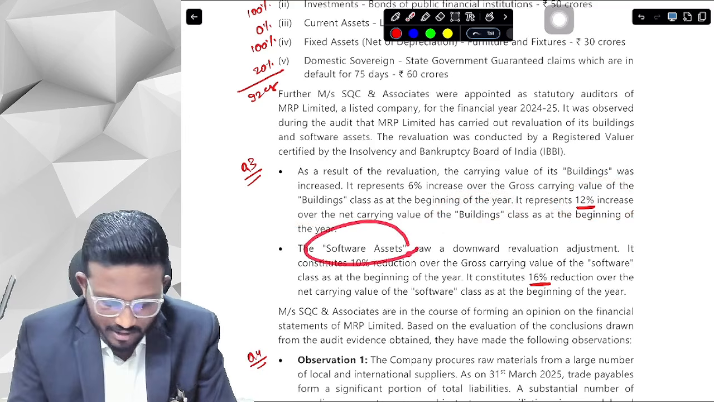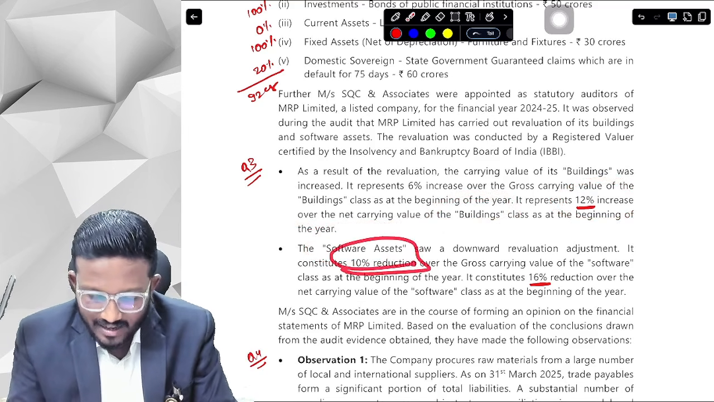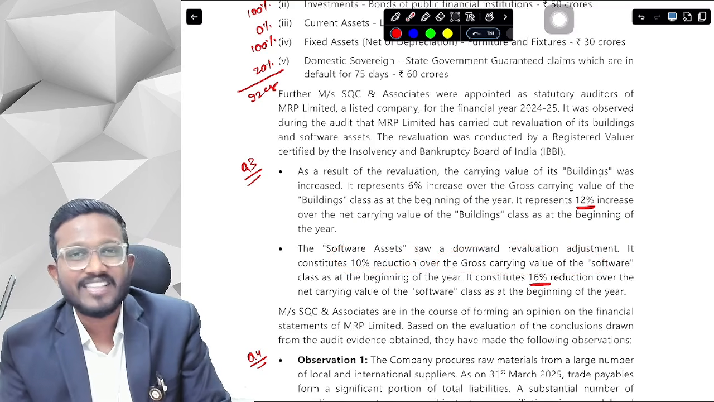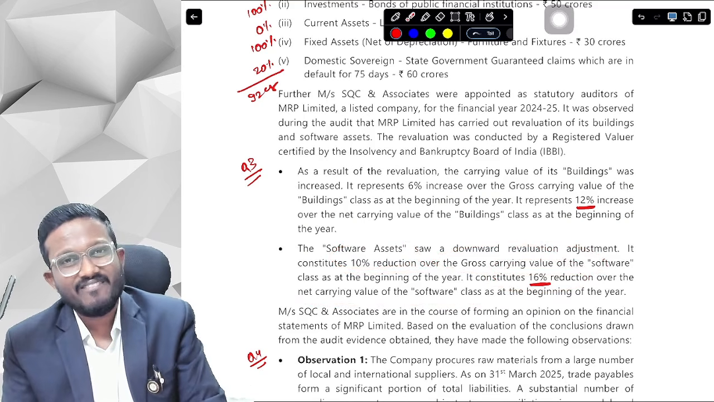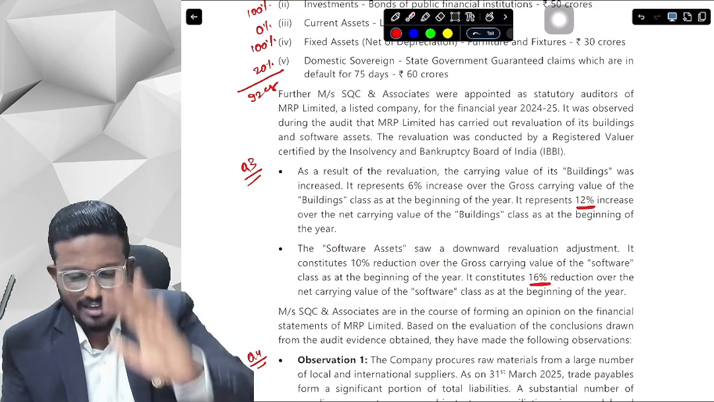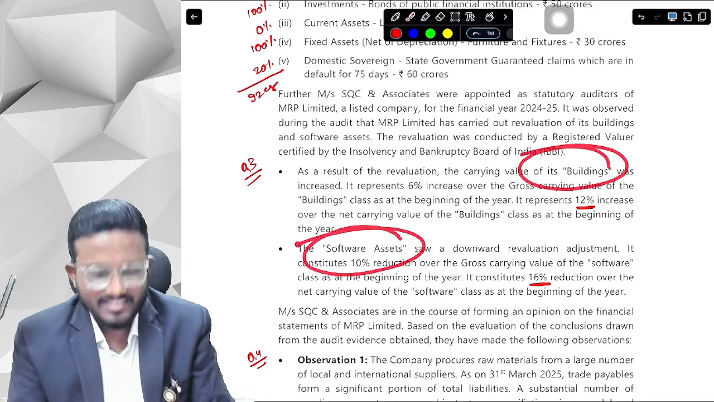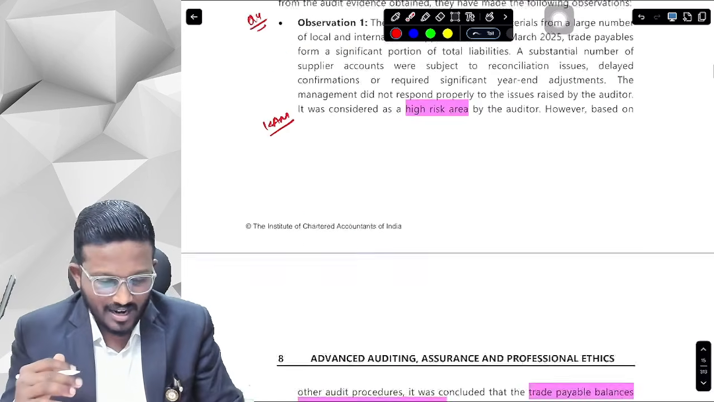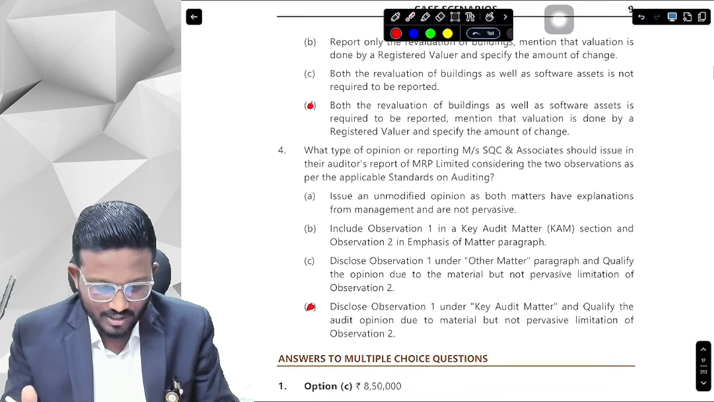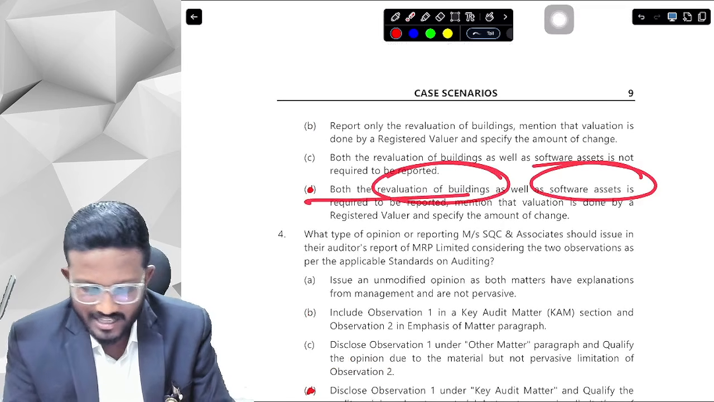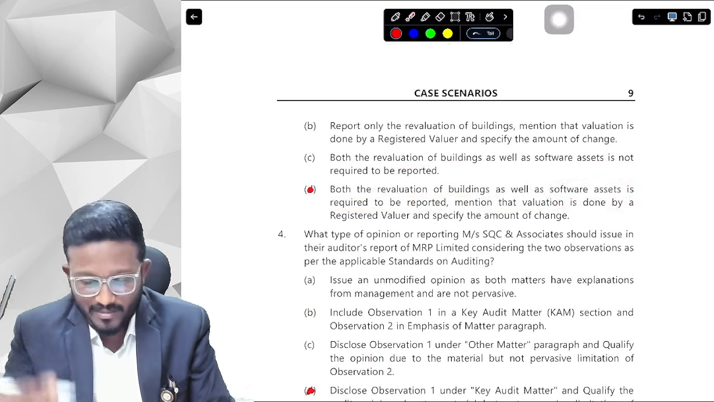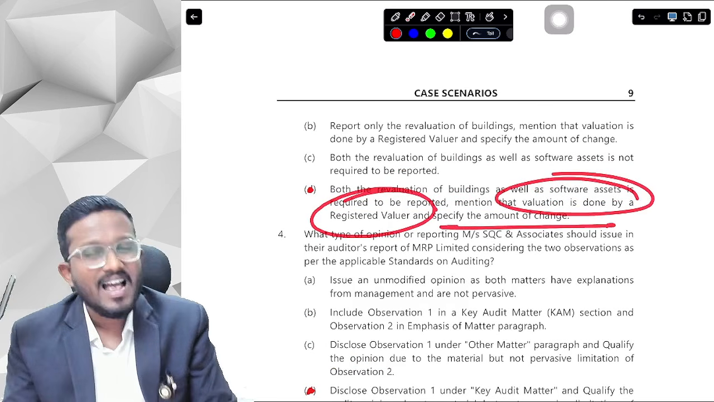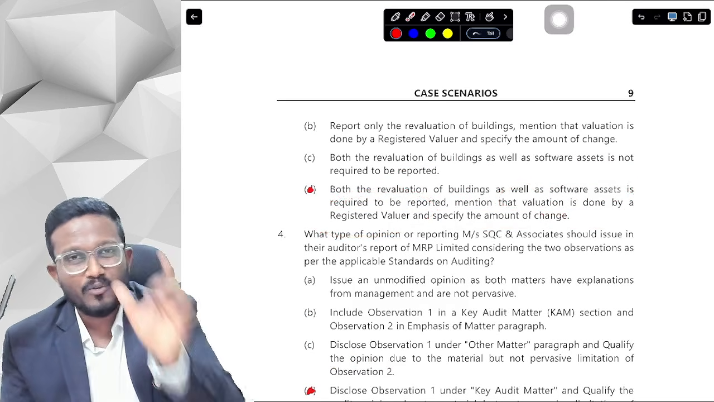Second is what, sir? There is a software asset and there was a 10% reduction in gross carrying value. Do we see gross carrying value? No, sir. We see the net carrying value and there was a 16% change in net carrying value and that was 10% or more. So therefore, building and your software assets both will be reported under CARO 2020. Okay, yes, sir. So here it says that both the revaluation of building as well as the software assets will be reported, and we need to also mention that the valuation is done by a registered valuer and we need to specify the amount of change. What was the amount of change?